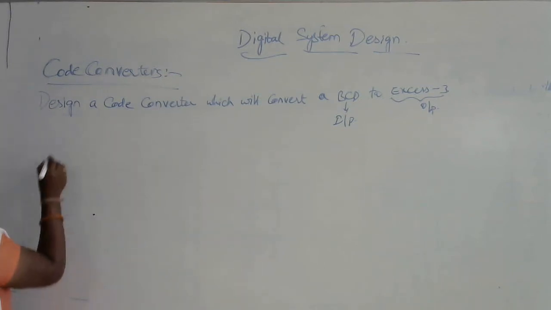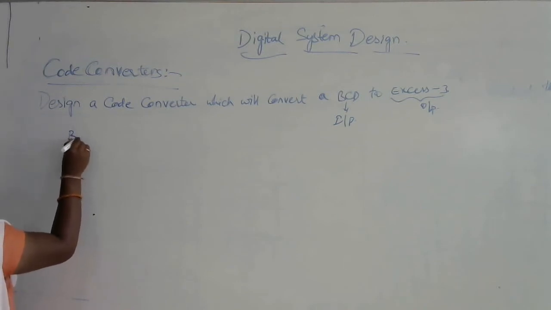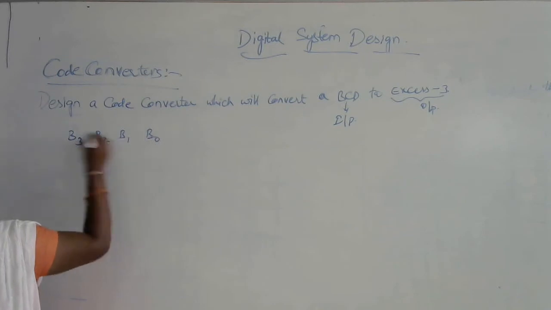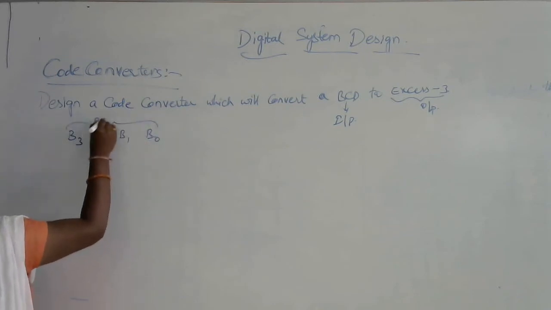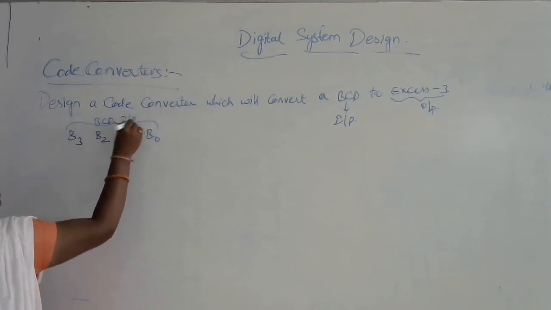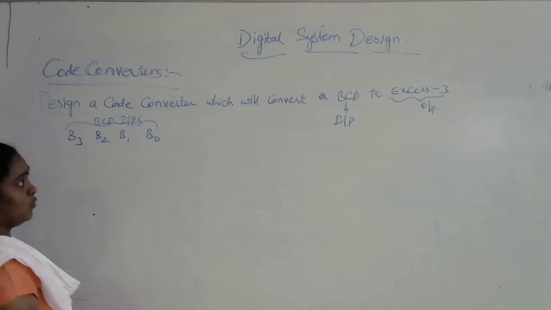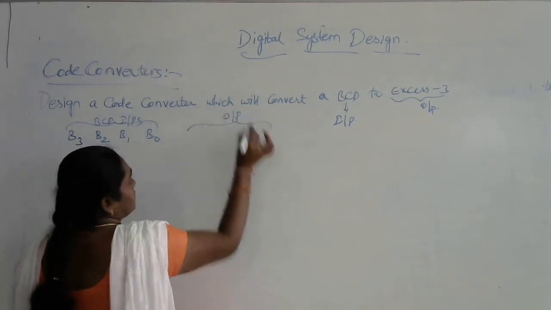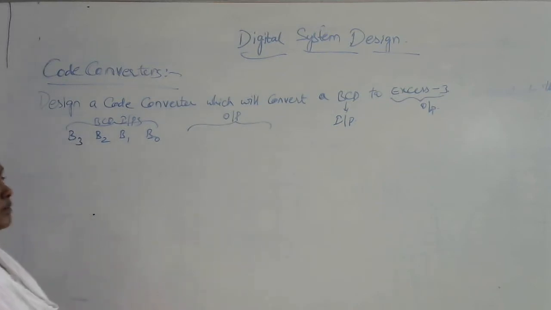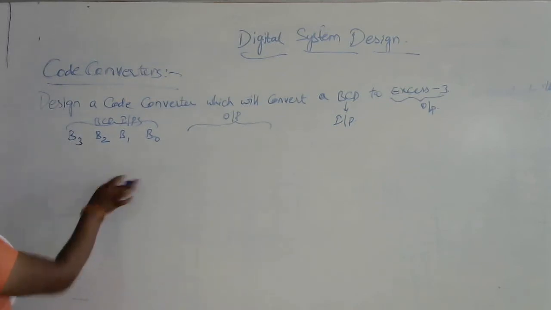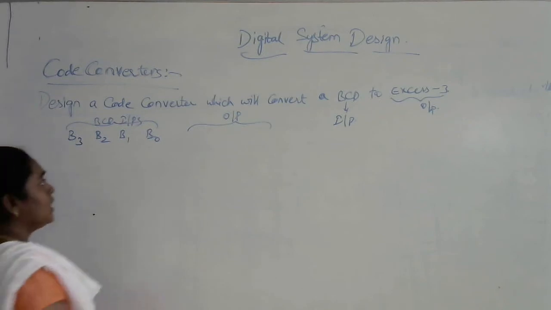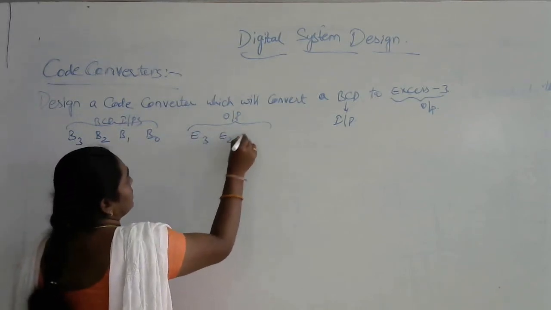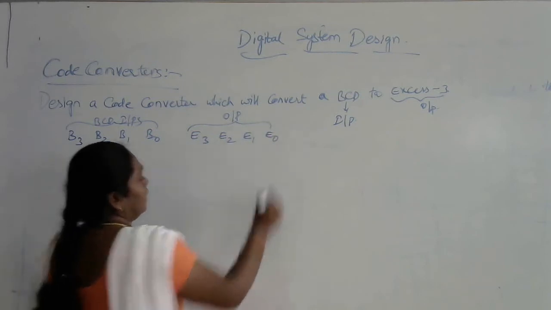So here the input is a BCD. I am writing the BCD inputs as B3, B2, B1 and B0. These are the BCD inputs which I am assuming. And the output is XS3 code. The maximum XS3 code for this example: the input BCD is 9, so 9 plus 3 is 12. The 12 equivalent is also 4 bits, so I am representing the 4 outputs as E3, E2, E1 and E0.